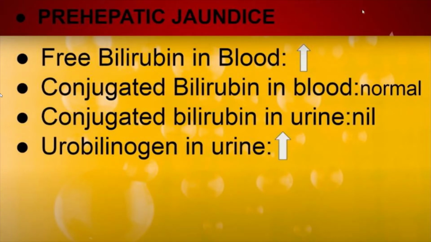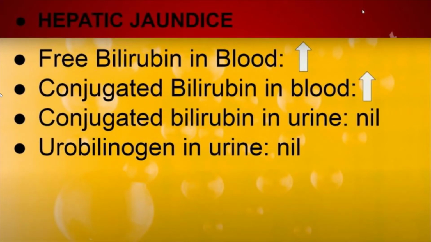Now next is hepatic jaundice, in the liver. Here the free bilirubin in the blood is increased. Conjugated bilirubin in the blood is increased. Conjugated bilirubin in the urine, nil. Urobilinogen in the urine, nil.